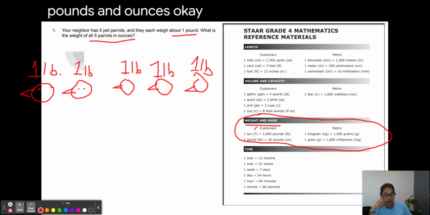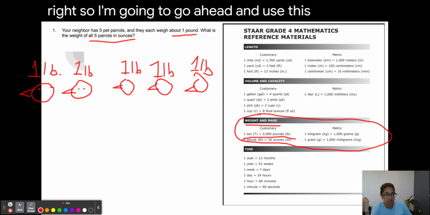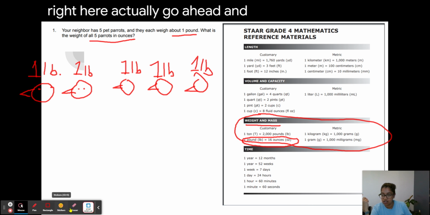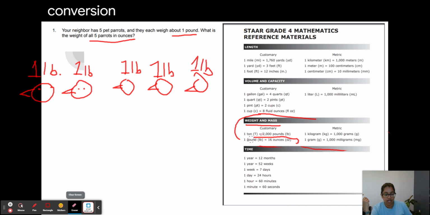Okay, so over here, I have 1 ton equals 2,000 pounds. That's not going to help me. 1 pound is equal to 16 ounces. Oh, that will help me, right? So I'm going to use this conversion right here. Let me erase this circle just so we can see a little better. So I'm going to use this conversion right over here. 1 pound equals 16 ounces.